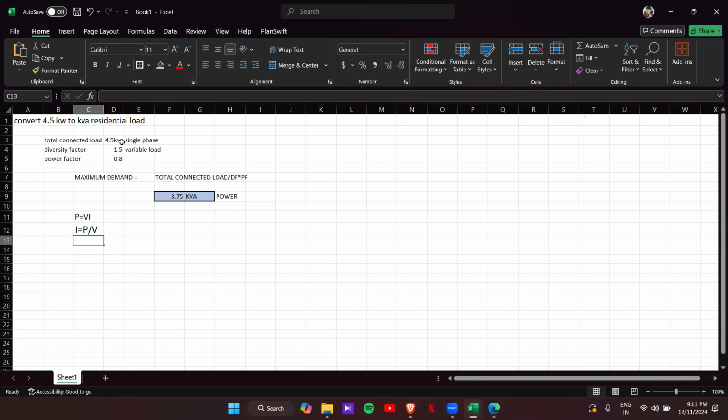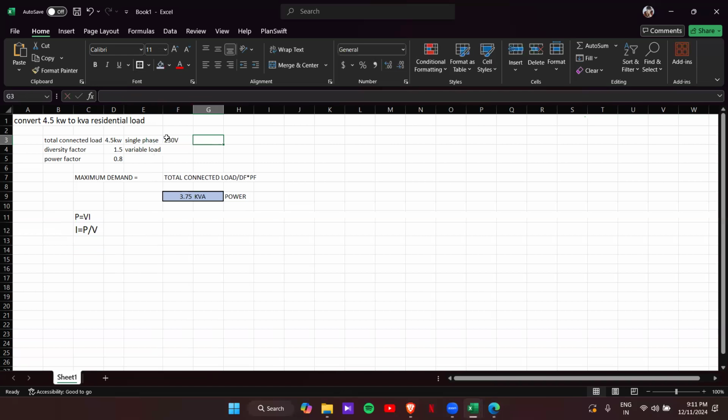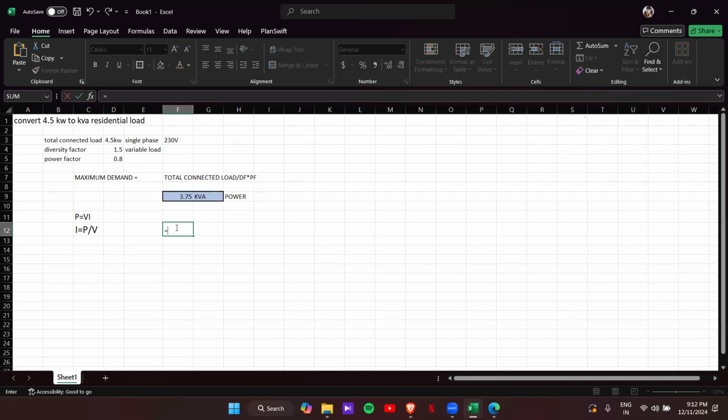You can see that it's a single phase connection. For single phase connection, the supply voltage is 230 volt, right? So just substitute 230 volt here, then you will get the ampere rating. So I is equal to P, which is 3.75, divided by voltage, 230.